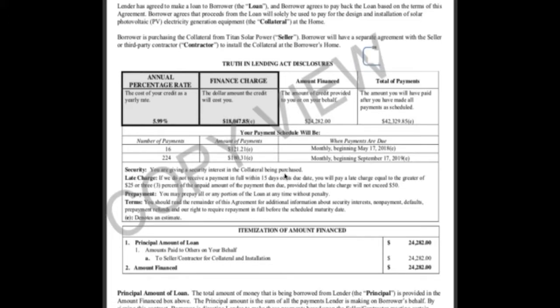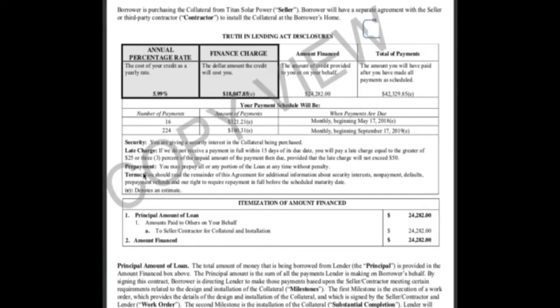So it talks about security interest, which we'll go into more detail on here in a minute, and then late charges. If you are late, you do have a 15-day grace period, but they can charge you $25 or 3%, not to exceed $50, if you're going to be late. So it shows you right here they do give you that grace period, so make sure that you are in communication with them if that's ever going to happen.